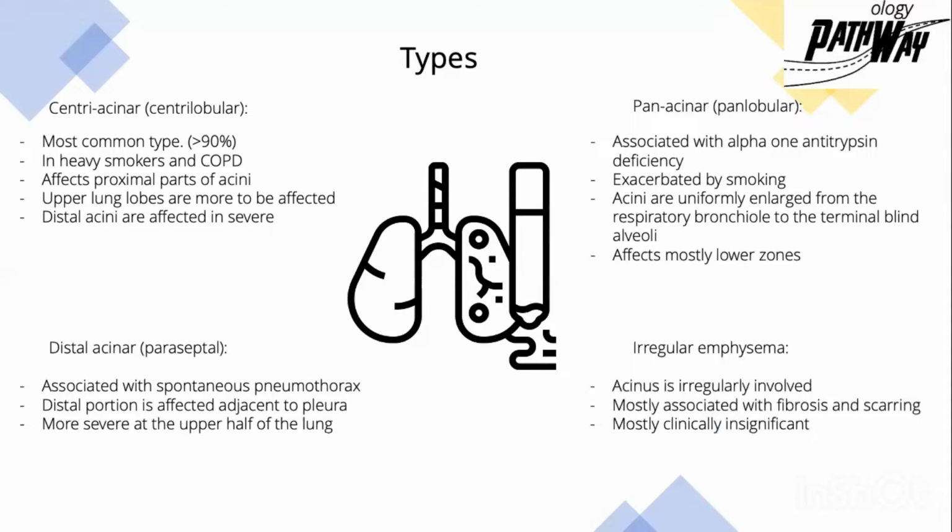The last one is the irregular emphysema. Acinus is irregularly involved, from the name, and mostly associated with fibrosis and scarring, mostly clinically insignificant.